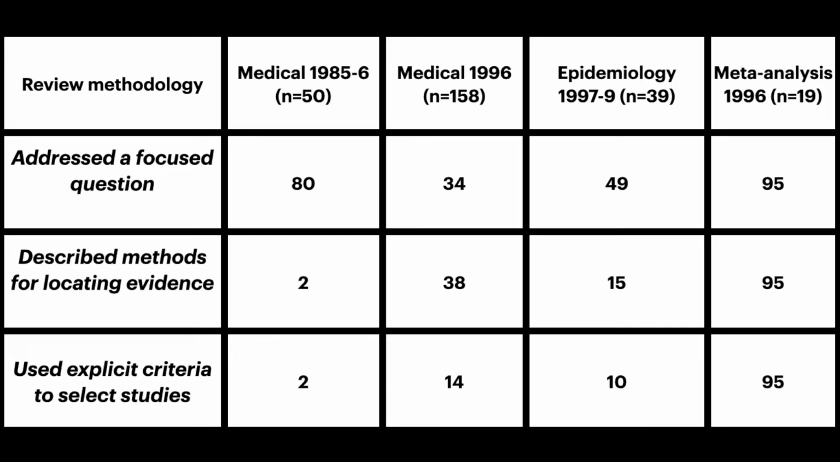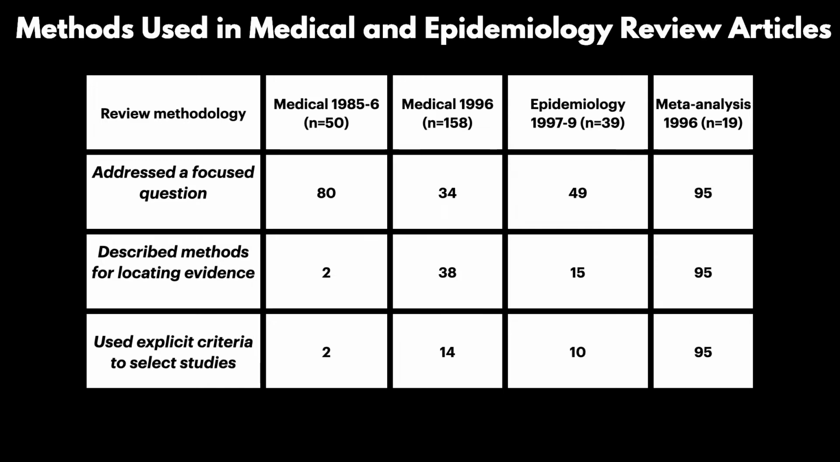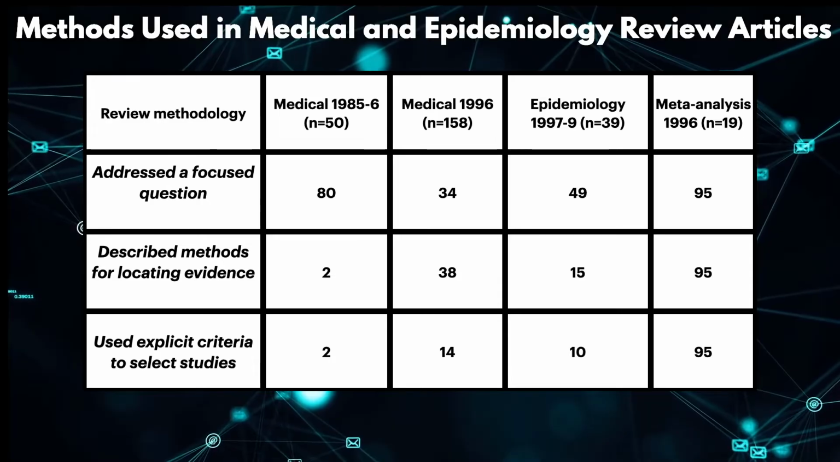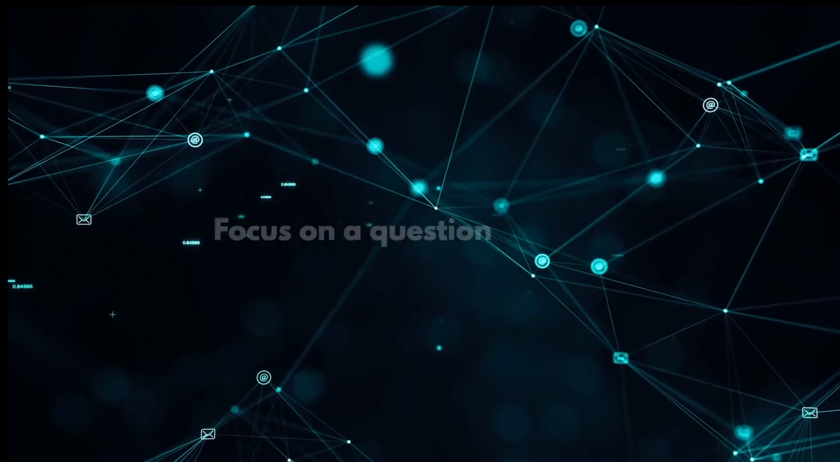If we look at the parameters, or the domains, that the authors evaluated, whether that review addressed a focused question, described methods for locating evidence, or used explicit criteria to select studies, you will see that meta-analysis, which is shown in the last column, has a higher likelihood of addressing a focused question and having explicit methods for selecting and locating evidence. So meta-analysis, 95% of them met that criteria, compared to less than half of all the other reviews. So that shows you a systematic review is really different from a narrative review.